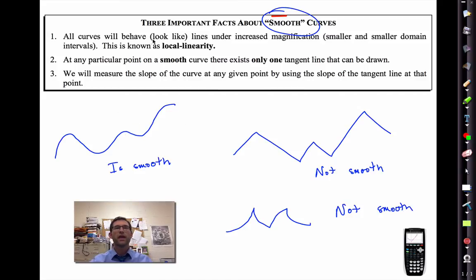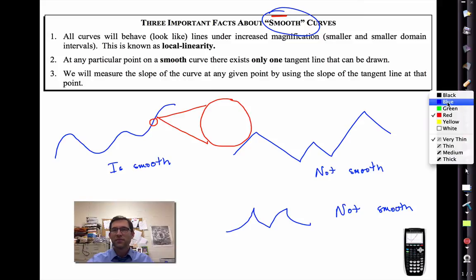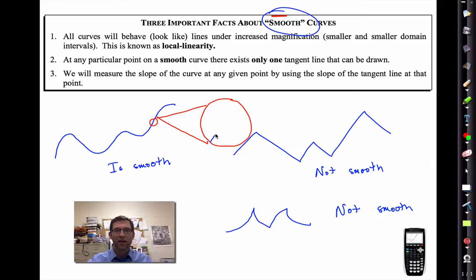All curves will look like lines under increased magnification. In other words, if I took any portion of this curve, I circled it, and then you know how they draw those diagrams where they blow it up, right? What I would see is something that looks like a line, right? That's called local linearity.